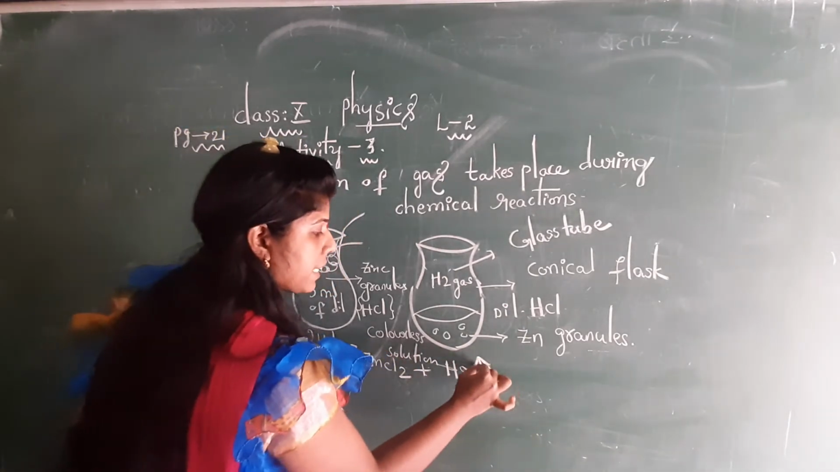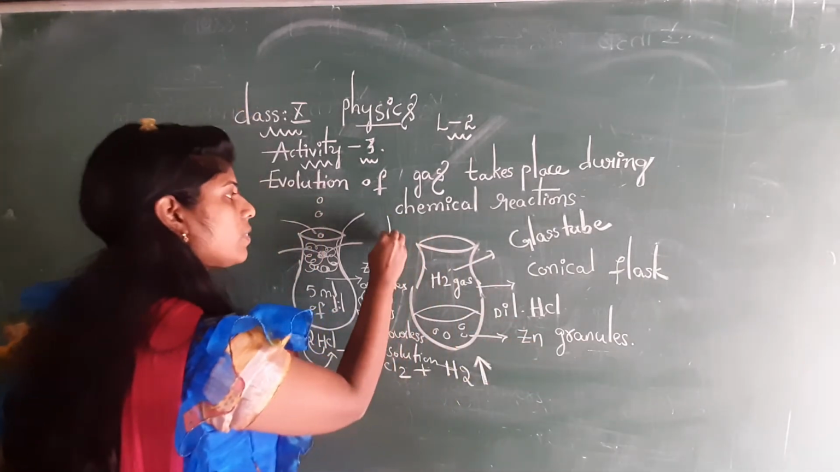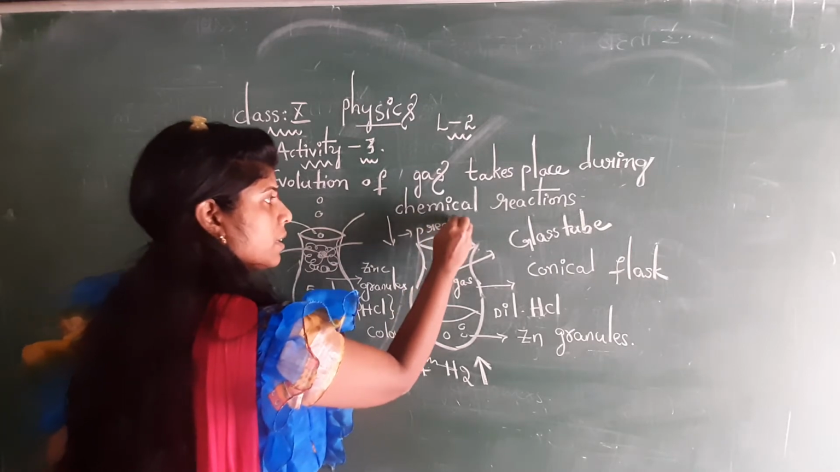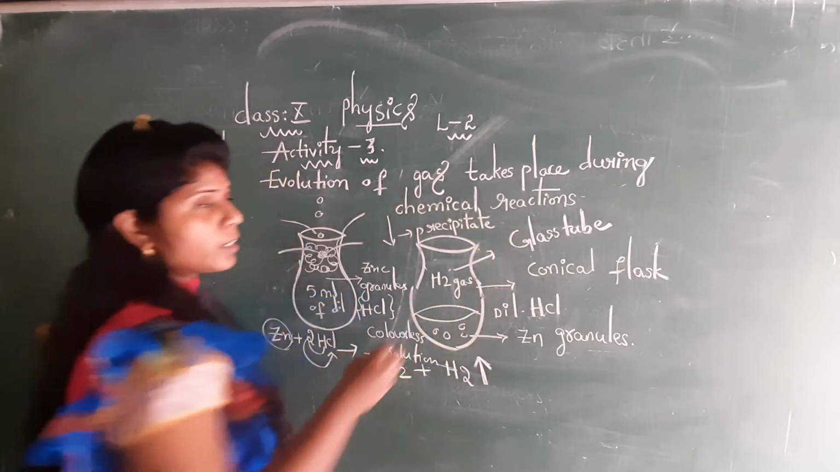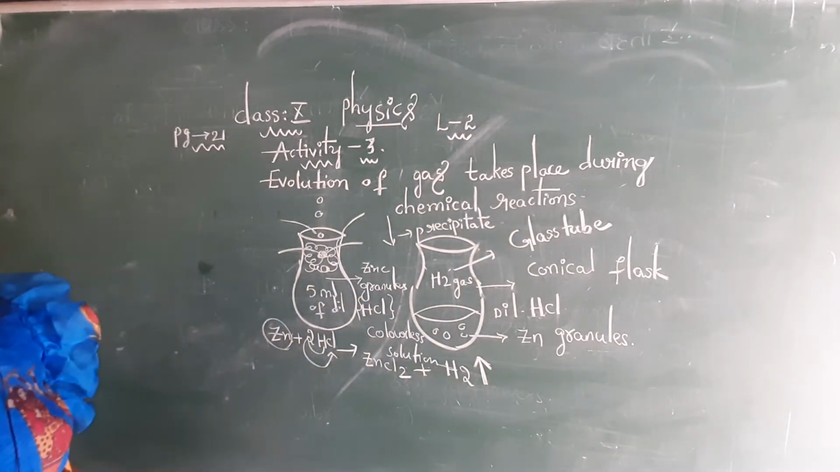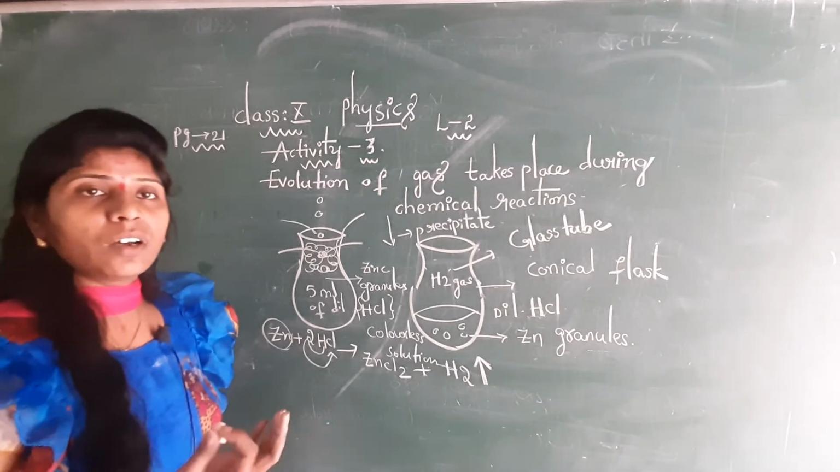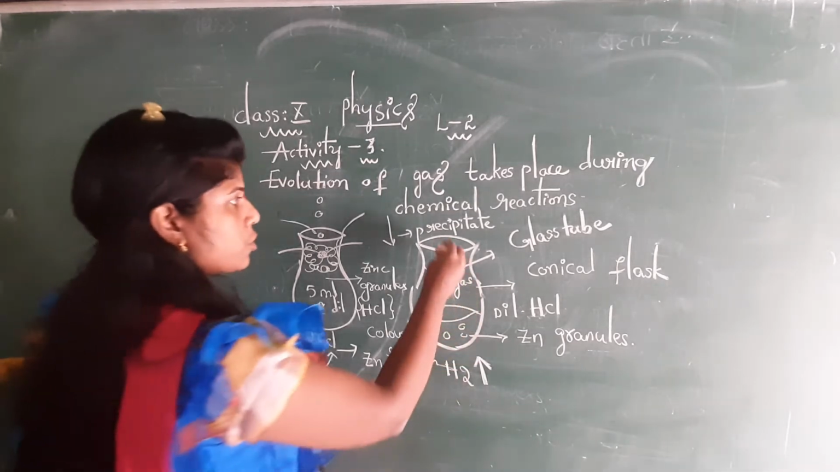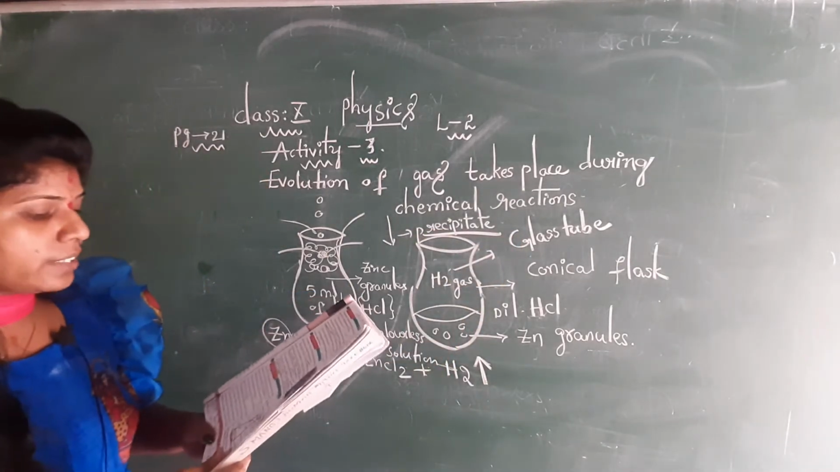An upward arrow mark indicates gases, whereas a downward arrow mark indicates a precipitate. A precipitate is an insoluble substance. When 2 or more substances combine, we can see a thick layer on the surface of the flask. Such substances are said to be precipitates. What changes do you notice?